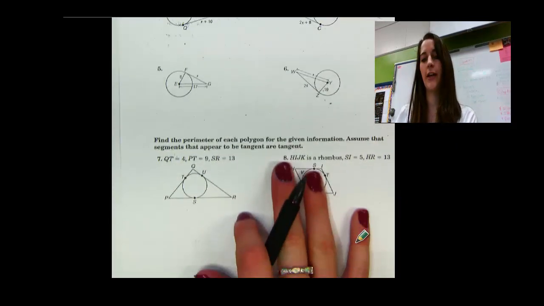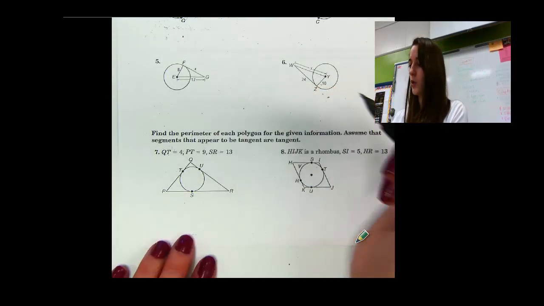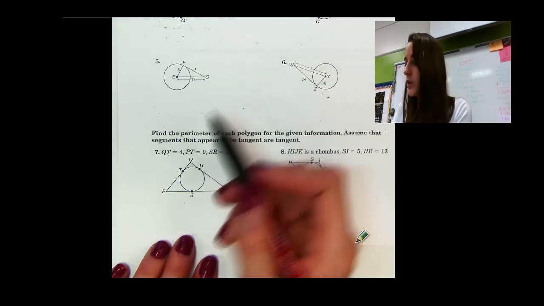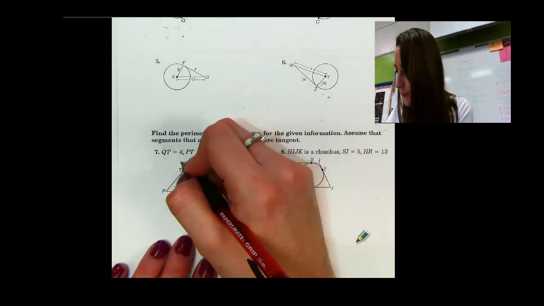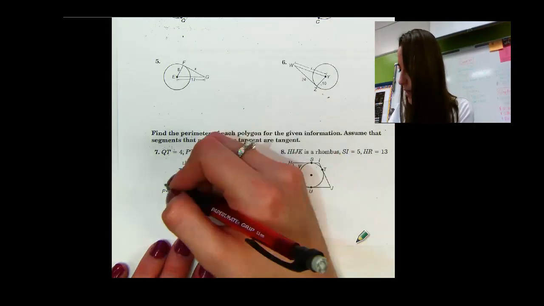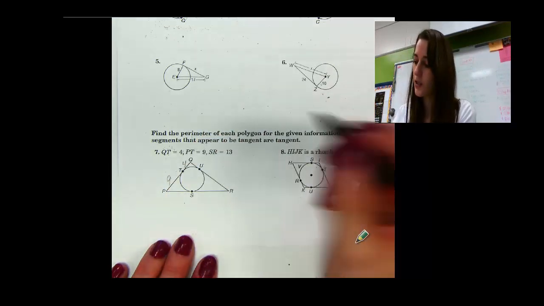I'm going to flip down to number 7 on this page so that you can see how this other theorem works. We're trying to find the perimeter of each polygon given the information. So here we know that segment QT is equal to 4. I'm going to put a 4 here. PT is equal to 9, so I'm going to put a 9 there. And SR is equal to 13.